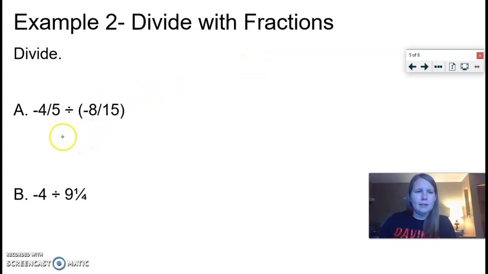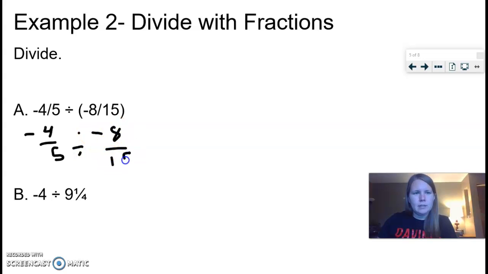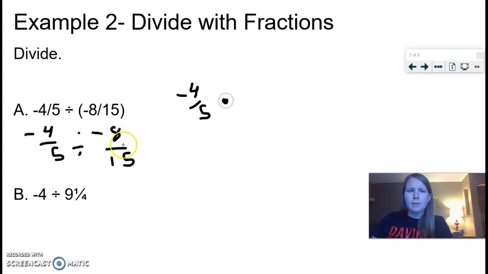So let's take a look. In this case, I'm going to rewrite this: -4/5 divided by -8/15. Remember, when we divide fractions, we don't actually divide them. We change the operation. We keep the first fraction, -4/5, change the sign to multiplication, and flip this fraction, so I'm going to put the 15 on the top and the -8 on the bottom.